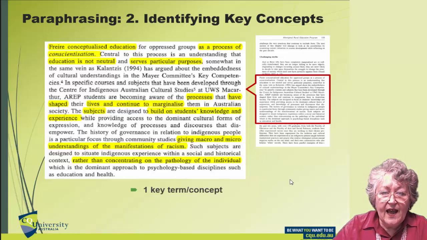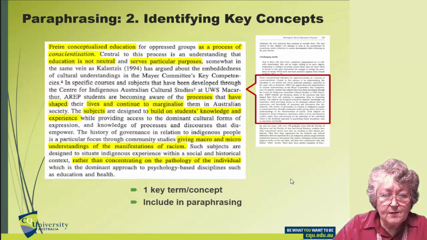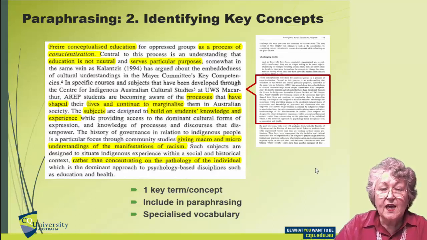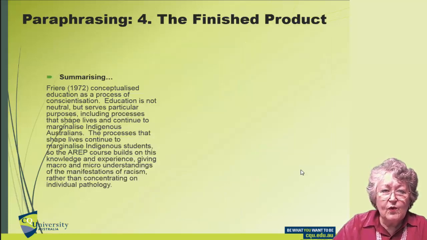So, what we have here now is one key term or concept which needs to be included in the paraphrasing, and we have a lot of specialised vocabulary that we need to consider. Conscientisation is, of course, the key term or concept, and you'll find in a lot of textbooks that key terms tend to be italicised or placed in bold, so it's a bit of a clue to finding them. So let's have a look at what happens when we do the finished product.